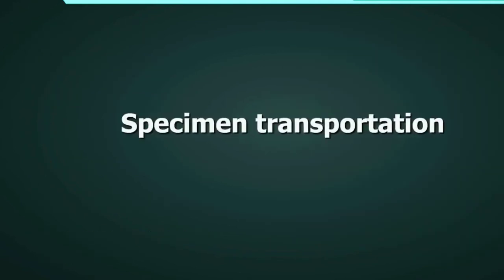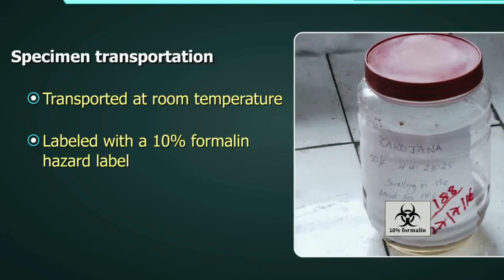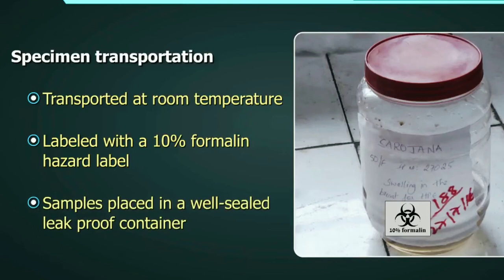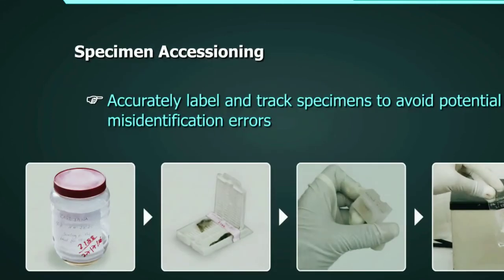Specimen transportation. Samples may be transported at room temperature and must be labeled with a 10% formalin hazard label. All samples should be placed in a well-sealed, leak-proof container. Specimen accessioning. One of the biggest challenges laboratories face is the ability to accurately label and track laboratory specimens throughout the lab process in order to avoid potential misidentification errors.